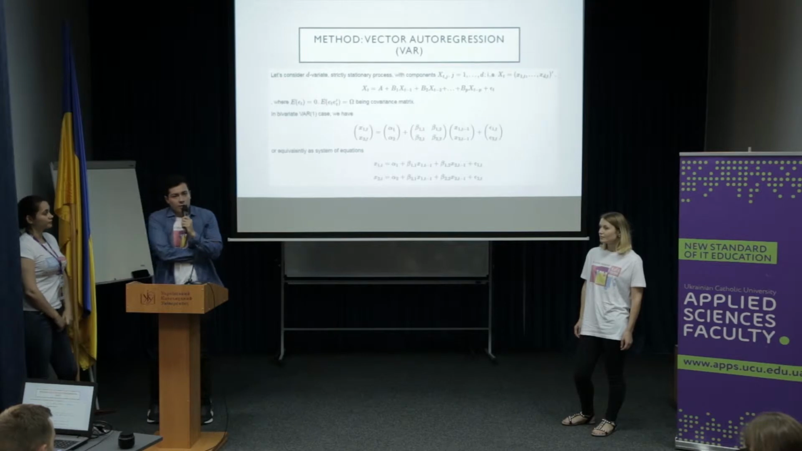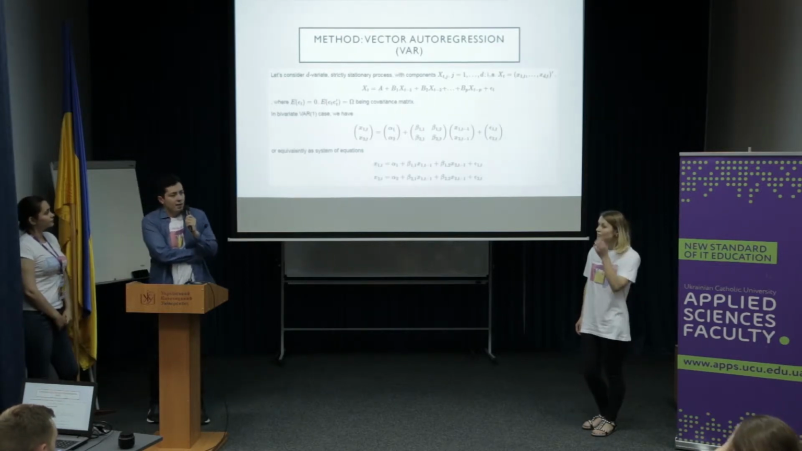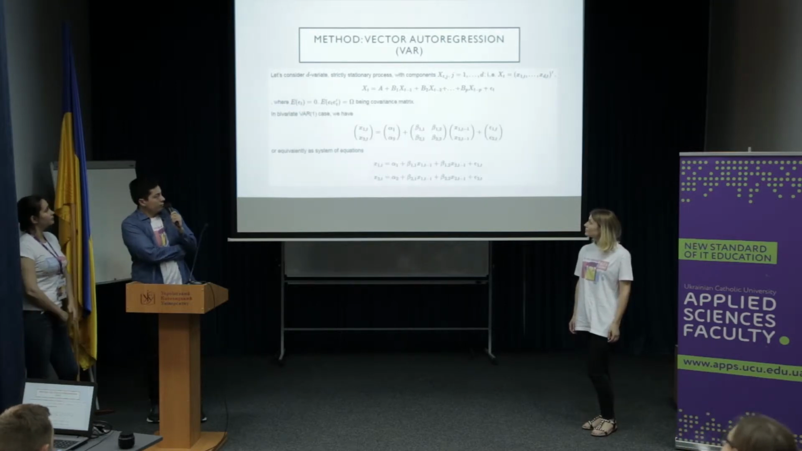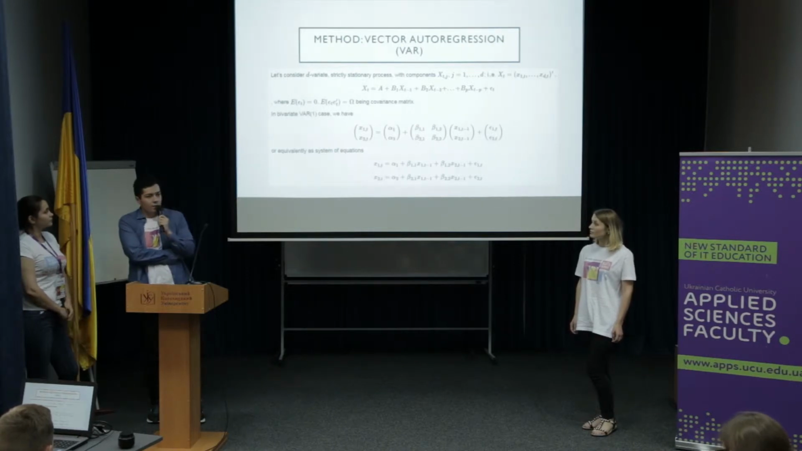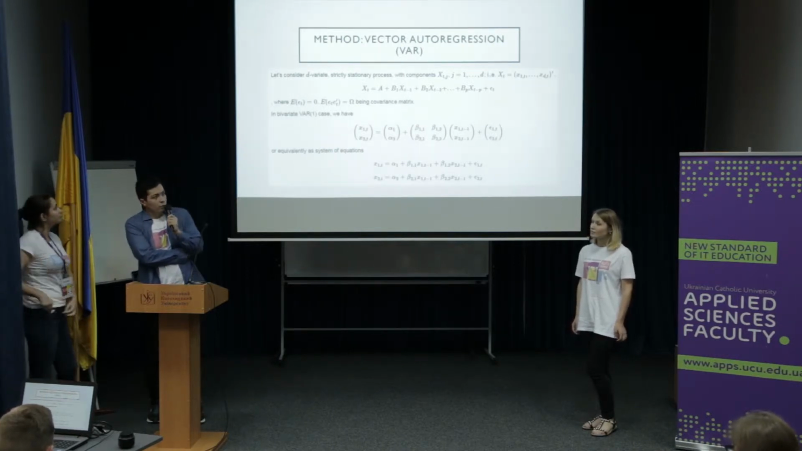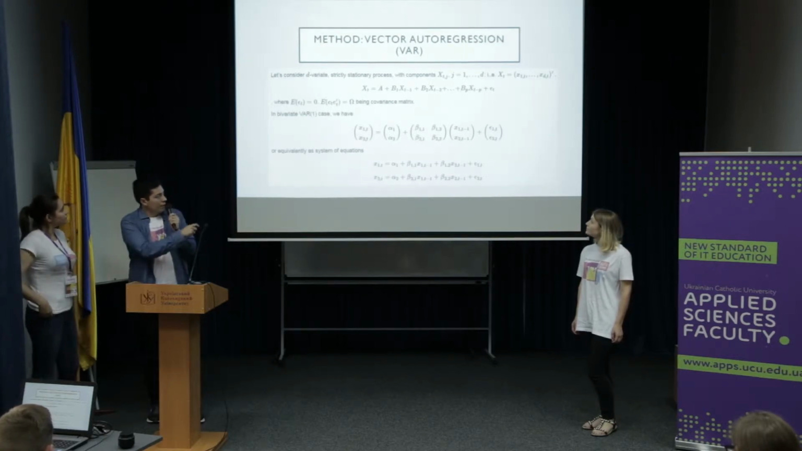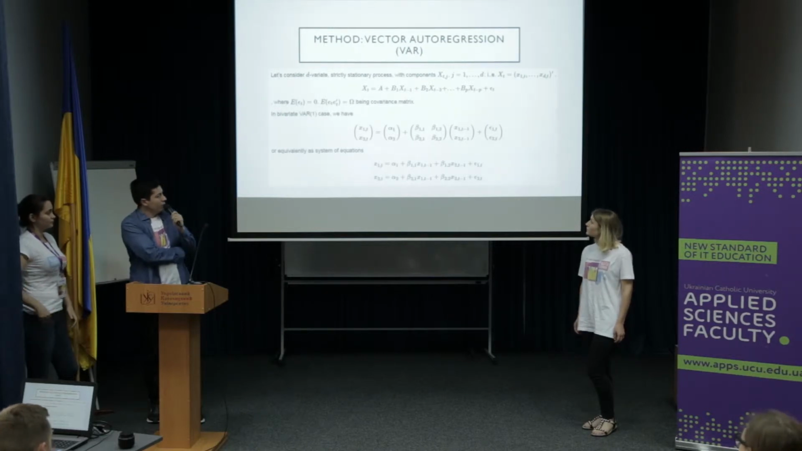The method we used is called vector autoregression, VAR, which is basically a system of linear regressions. In our case we used 7 variables, so it's a system of 7 equations, each one with 14 different x's. It includes 2 lags of each one of our variables in each one of the equations.